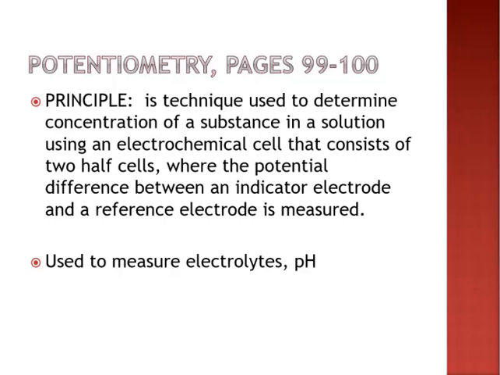Another methodology is potentiometry. The technique is used to determine the concentration of a substance in a solution using an electrochemical cell that consists of two half cells, where the potential difference between an indicator electrode and a reference electrode is measured. And we can use this when we're measuring electrolytes and pH usually.